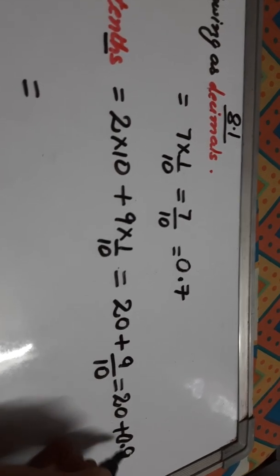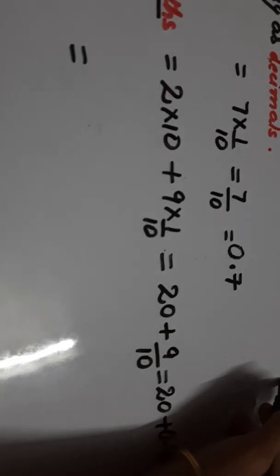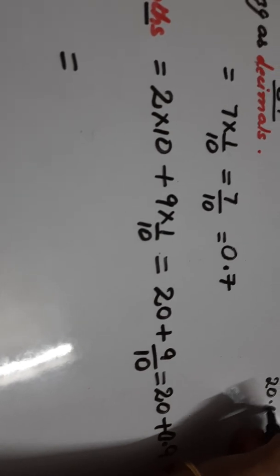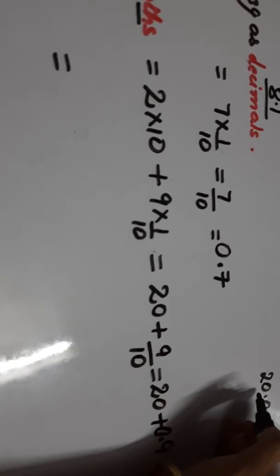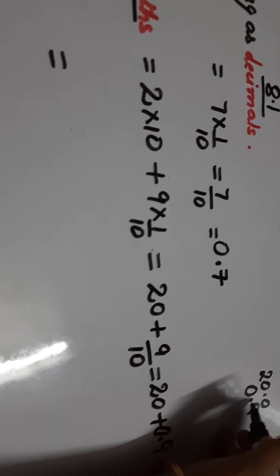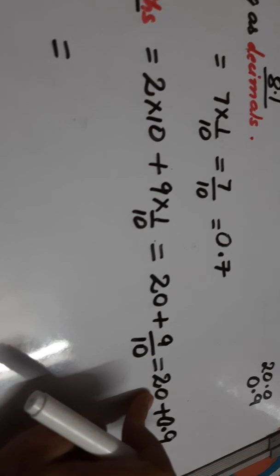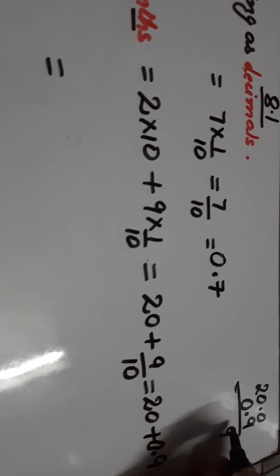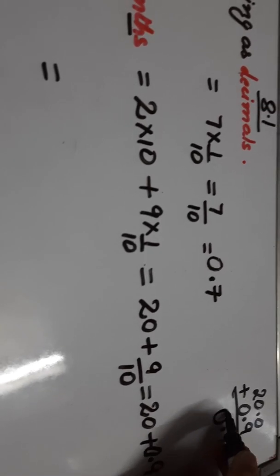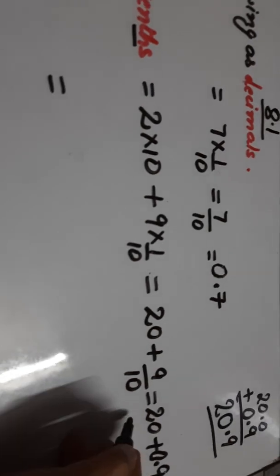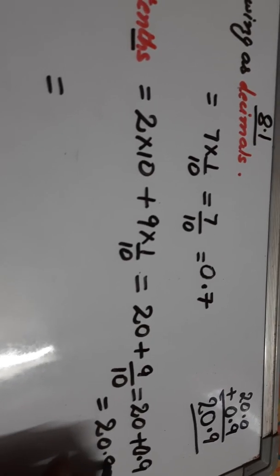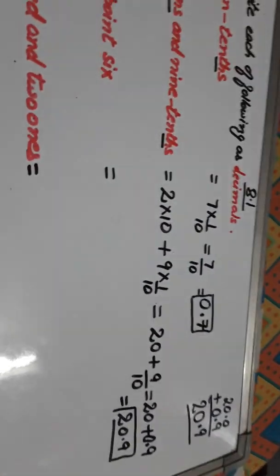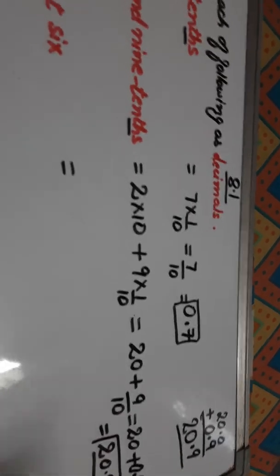And when we add 20 plus 0.9, I hope you know how to add a whole number with a decimal number. If it is a whole number, we can write it as 20.0 and 0.9. The decimals are written below each other, and if no decimal is there, we'll write it as 20.0. So by adding, 9 plus 0 is 9. We are adding them, 0 plus 0 is 0, and 2. So the answer will be 20.9. So this is the answer. This is the way to add a whole number with a decimal number.